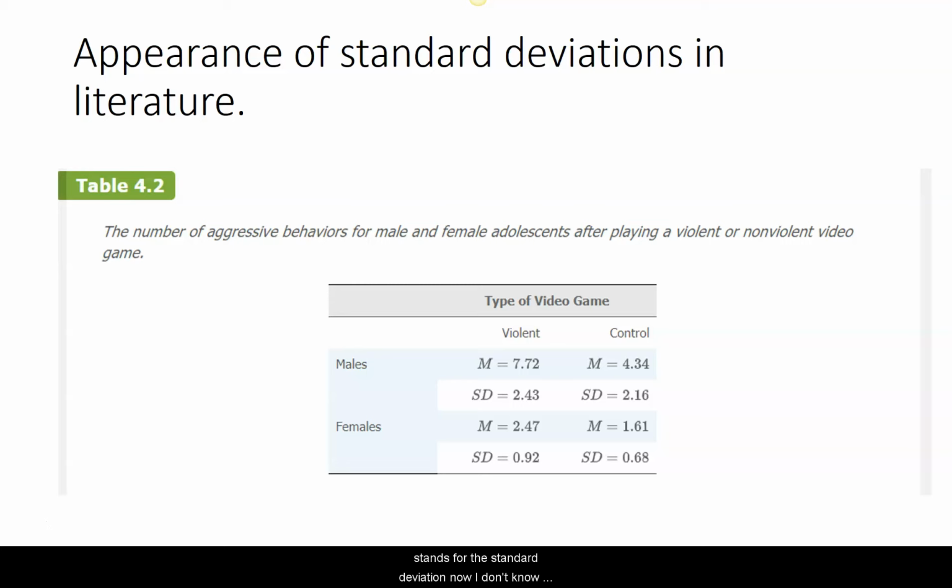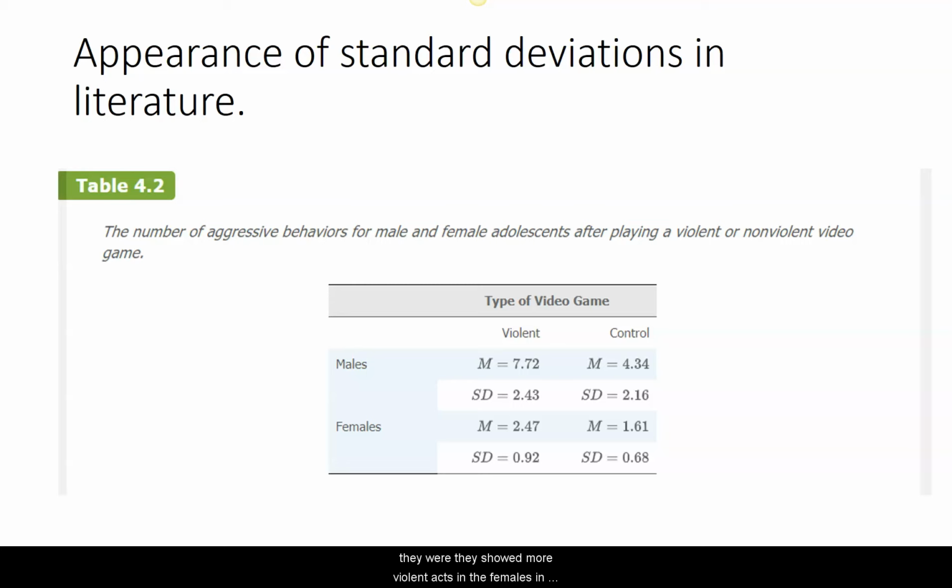Now, I don't know why we use lowercase s in textbooks and then turn around and use capital SD in research articles. It's just a quirky thing, I suppose, in APA, but that's typically the way it's listed, and I can go through here and examine things. So one thing I could look at right away, let's see, there's a number of aggressive behaviors for male and female adolescents after playing a violent or a non-violent video game. You can see right away, as a toe in the water, there's more variability for the males, curiously enough.